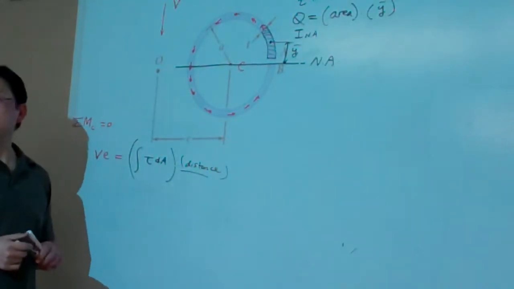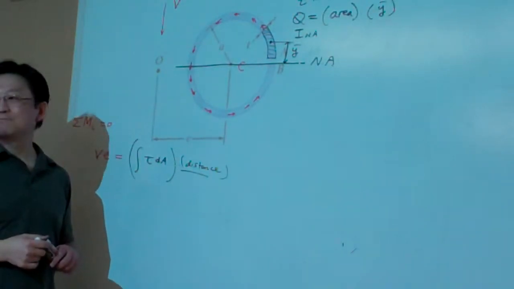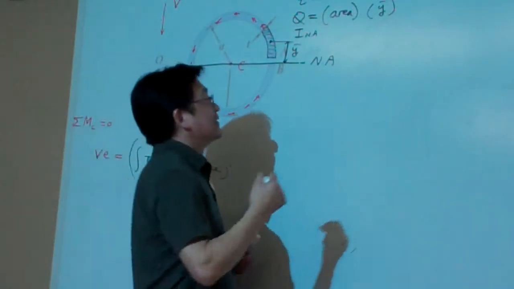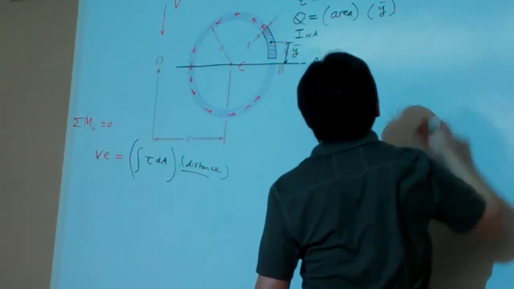Are we just going to use the rectangular formula for an area? No. Okay. All right. So now we figure out the I. What is I first?